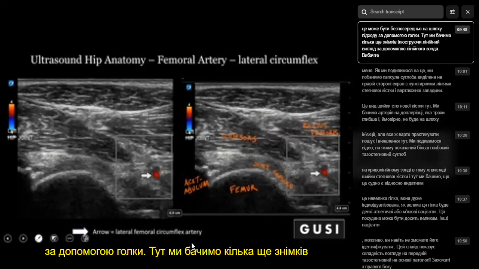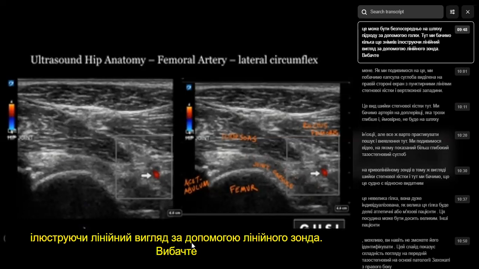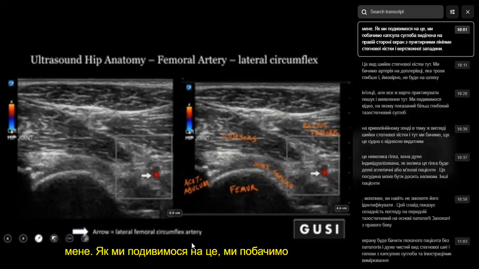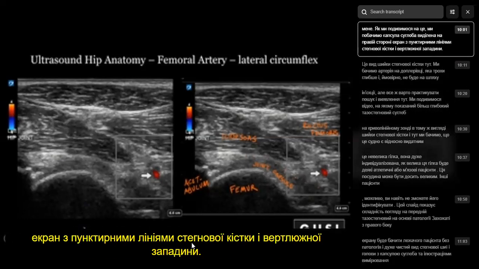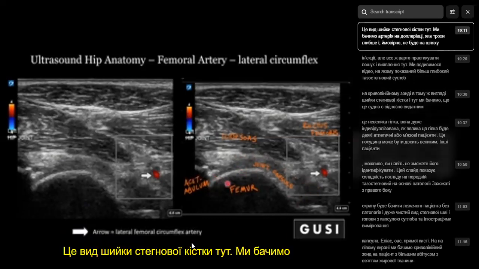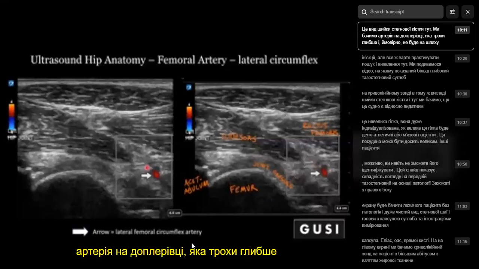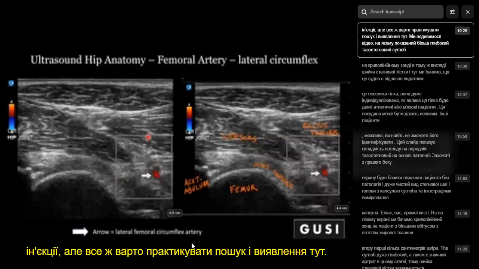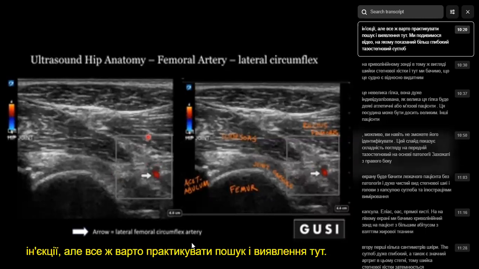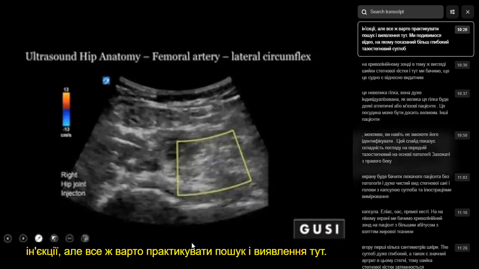Here we see some still shots illustrating the linear view with a linear probe. As we look at this, we'll see the joint capsule highlighted on the right side of the screen with the dotted lines, femur, and the acetabulum. This is the femoral neck view. Here we see the artery on Doppler, which is a little more deep and would probably not be in the way of an injection, but still worth practice finding and identifying.